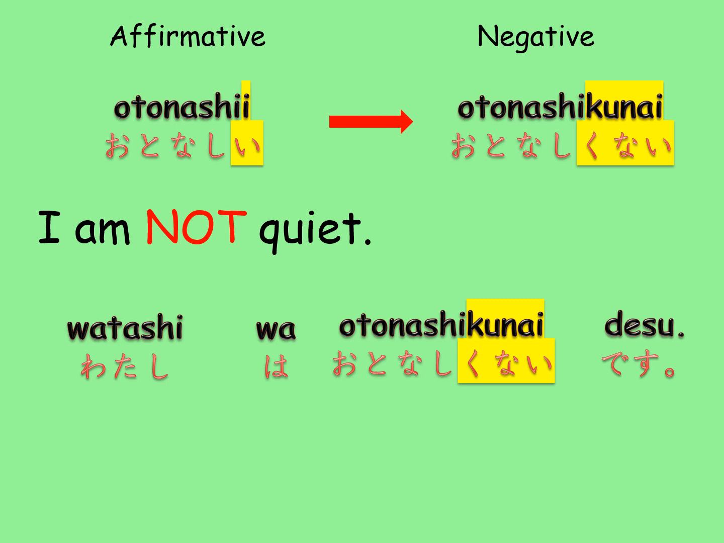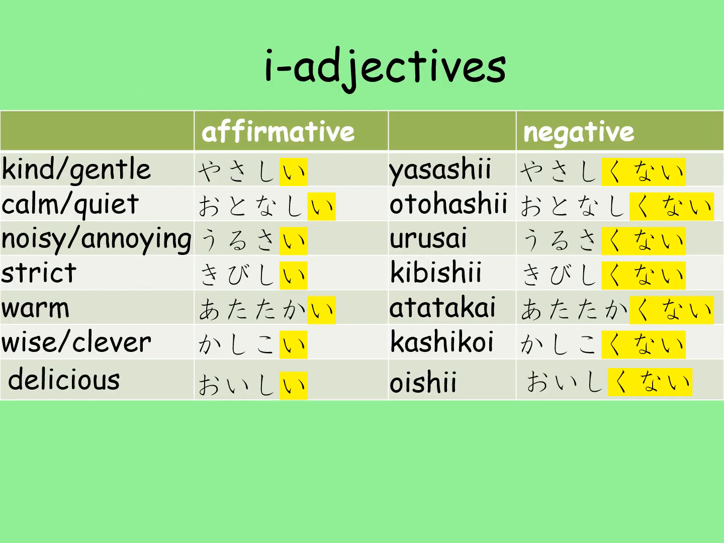Instead, you have to change the ending of the word itself. That is, the last い of おとなしい is changed to くない. And you can say 私はおとなしくないです for I am not quiet. I adjectives are called I adjectives because they all end in い. So all negative I adjectives end in くない.